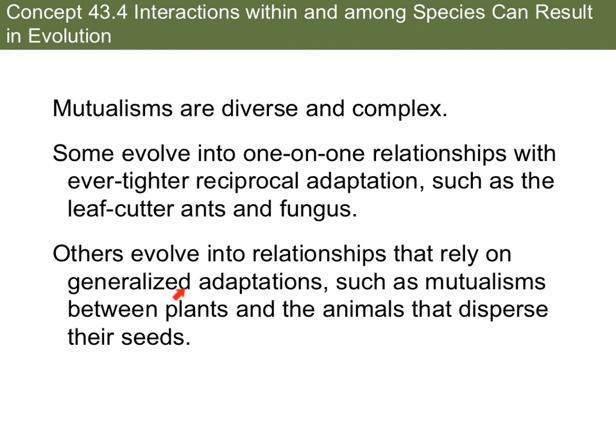Some have generalized adaptations. That's what you see between the plants and animals that disperse their seeds. So generalized means that it's very broad. Any animal can come and eat a fruit that will then hopefully get passed on somewhere else to spread the seed somewhere else, whereas some are very, very tight indeed, and these two cannot exist without the other.